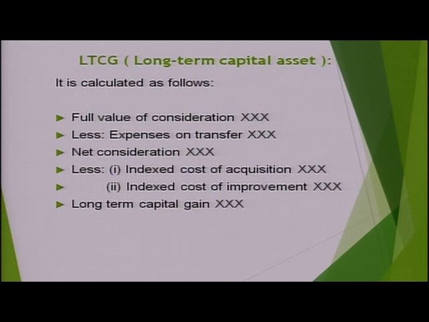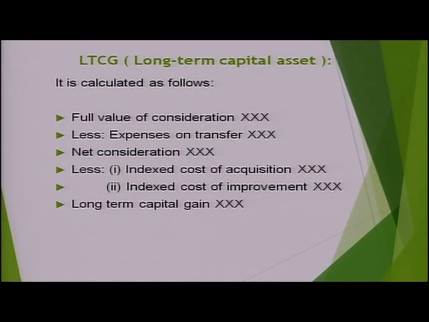So, we'll discuss now how to calculate the long-term capital gains. It is calculated as follows: from the full value of consideration, we have to deduct the expenses on transfer, like in case you have paid some brokerage, or some stamp duty, or some amount to the broker. You have to deduct those from your net consideration, and then you have to take the indexed cost of acquisition.